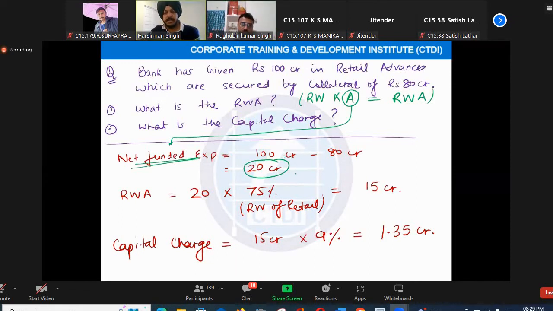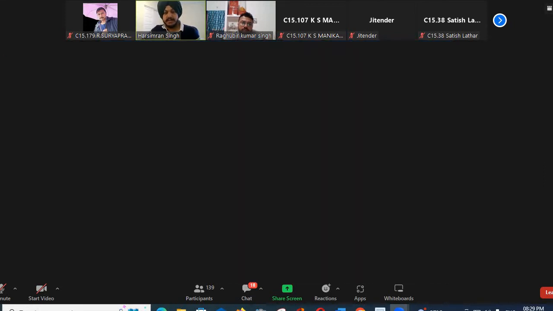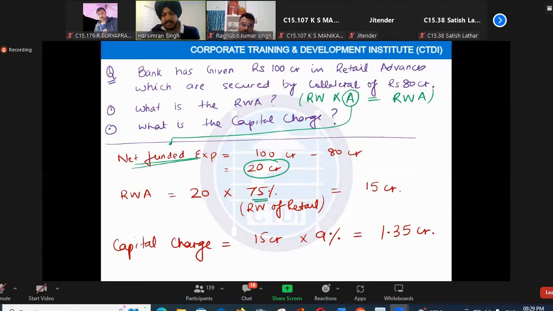Now 20 crore is my risk, but RBI says that whenever you give retail advances, the risk is not 100%. The risk is only 75%. So actually my risk is 75% of this 20. So this is my exposed portion. I have given 100 crore to him, and against this 100 crore there might be a collateral of 80 crores, maybe in the form of an FDR. Let us say it is a loan against FDR.